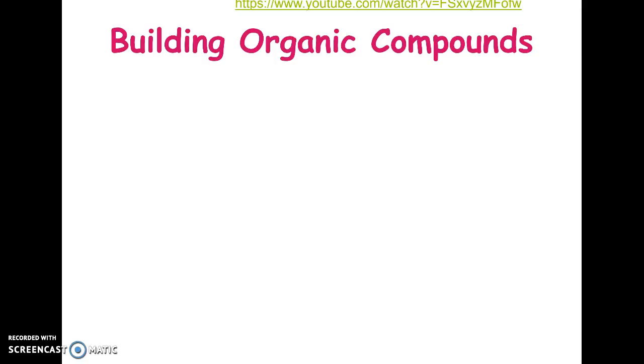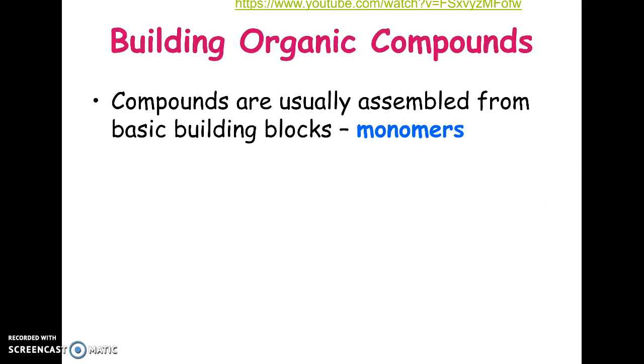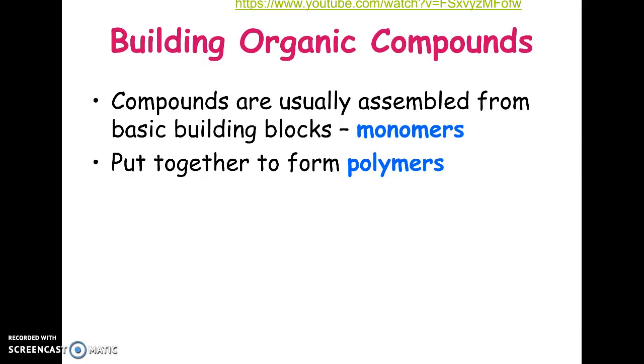Alright, so the organic compounds we're going to talk about next week: carbohydrates, proteins, lipids, and nucleic acids. They're all made of building blocks. The building blocks are called monomers. And then when you put them together in chains, the chains are called polymers. So for example, proteins, the monomers of proteins are amino acids. You make a chain of amino acids, that's a protein.